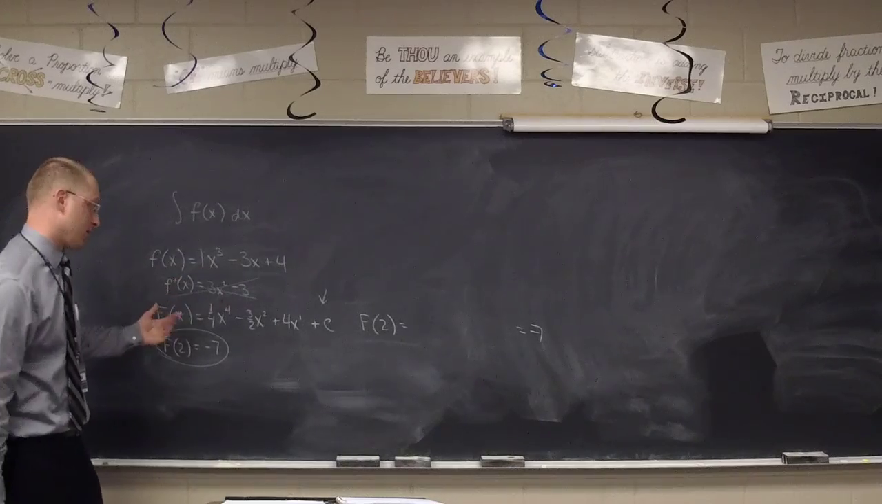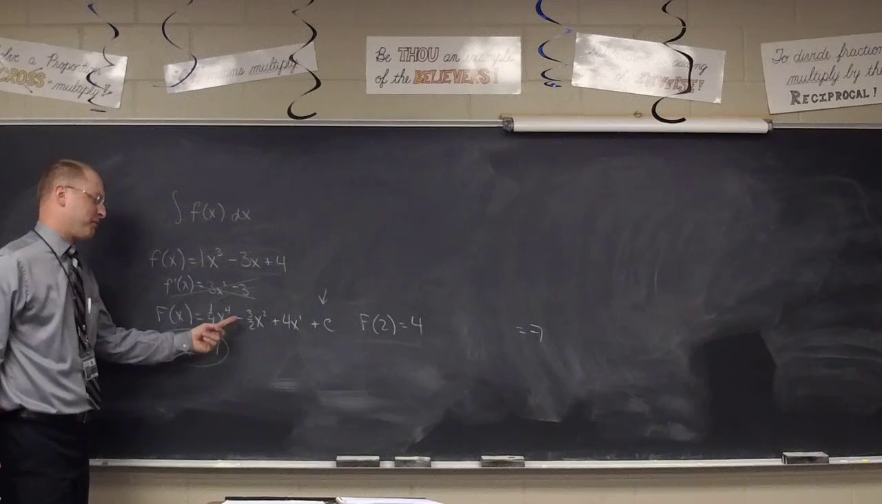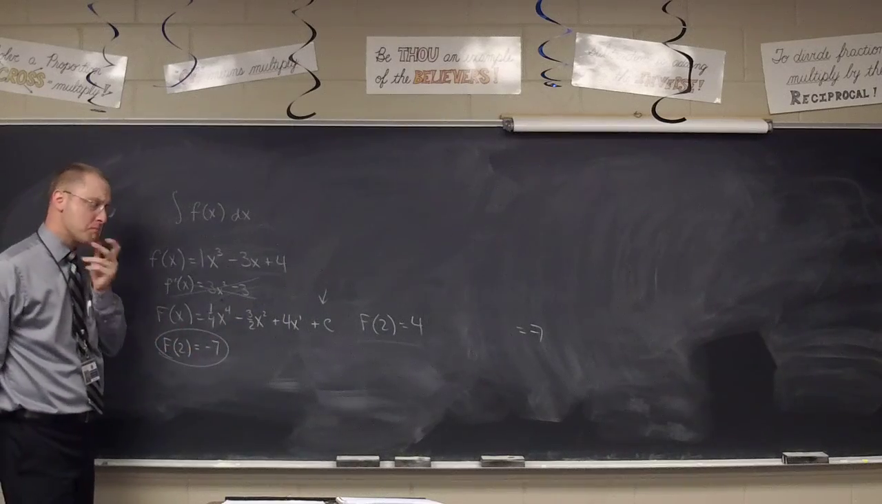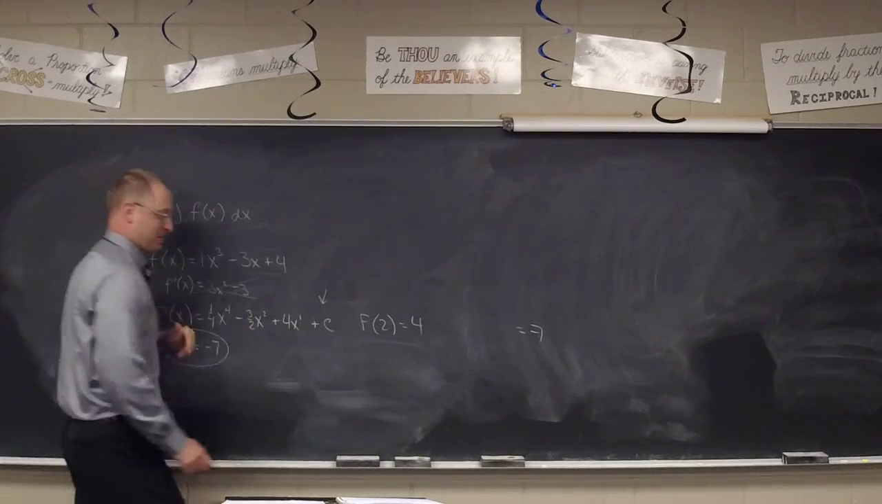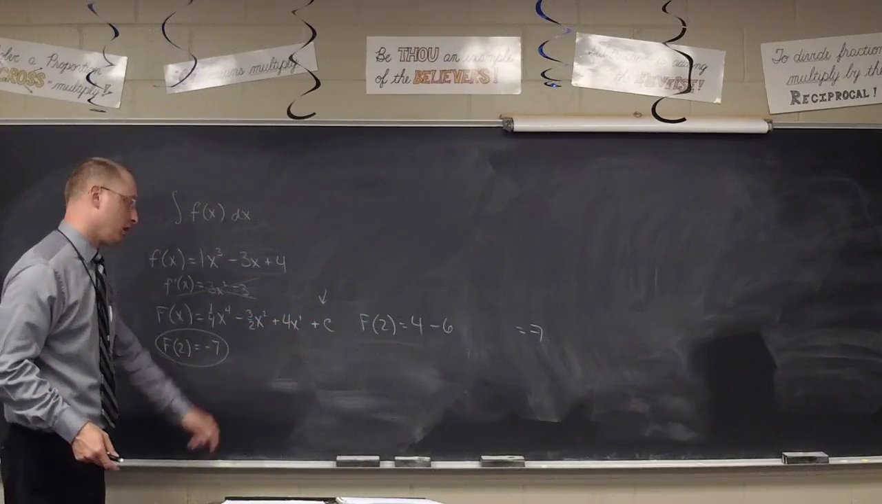16, we would take a 4th of that: 4. We'd square the 2 to get 4, but take negative 3 halves of that: negative 12 halves, or negative 6 when it's all said and done. We'd multiply 2 times the 4: 8.